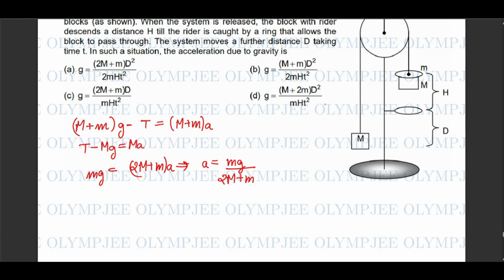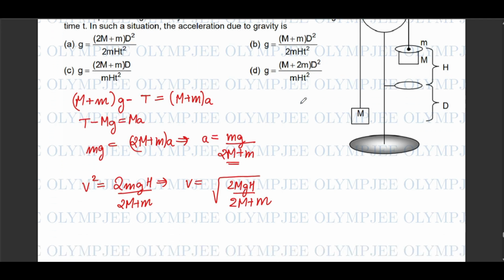So with this acceleration, this combined system is moving a distance h before this thing gets caught by the ring. So we need to find the velocity till here so that we can then calculate d. So velocity after moving distance h with this acceleration will be v square is equal to, since u is 0, 2 times mg by (2m plus m) multiplied by h. So velocity will be square root of 2mgh by (2m plus m), and with this velocity it is further moving a distance d in time t.